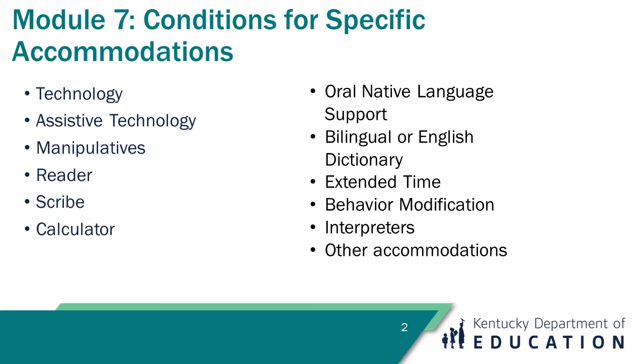We will now discuss conditions for specific accommodations on state tests and the rules that govern what can and cannot be done when providing those accommodations as laid out by the Inclusion of Special Populations Regulation. Module 7 discusses calculator, oral native language support, bilingual or English dictionary, extended time, behavior modifications, and interpreters.